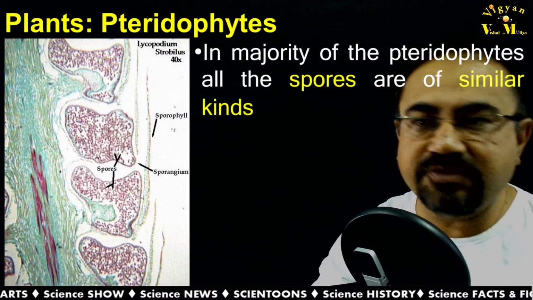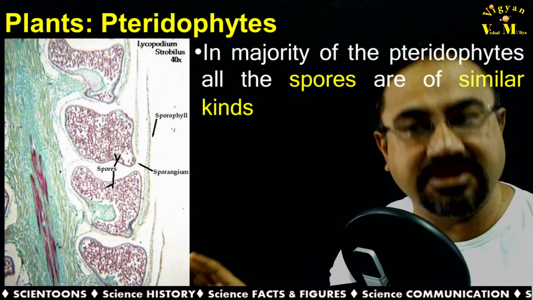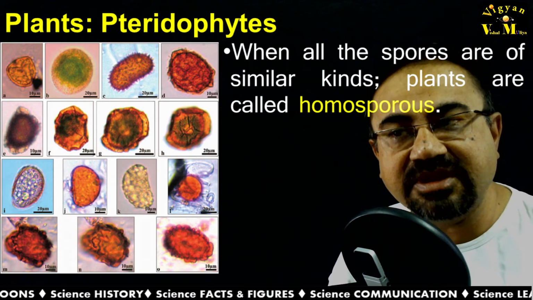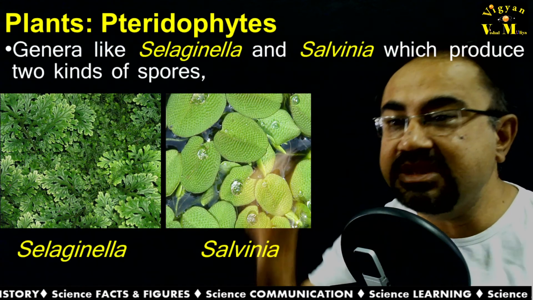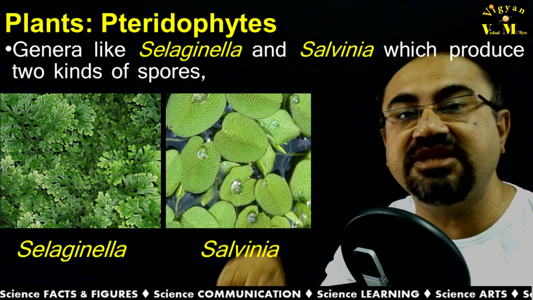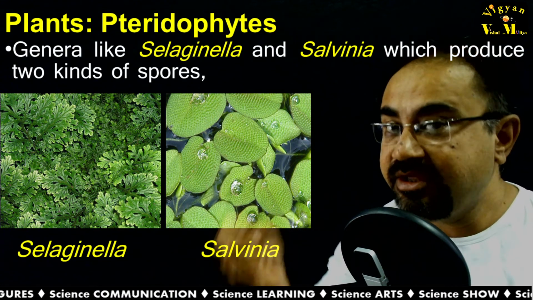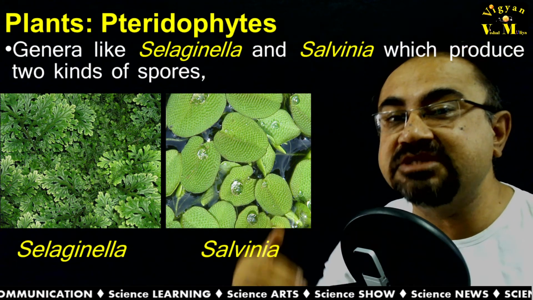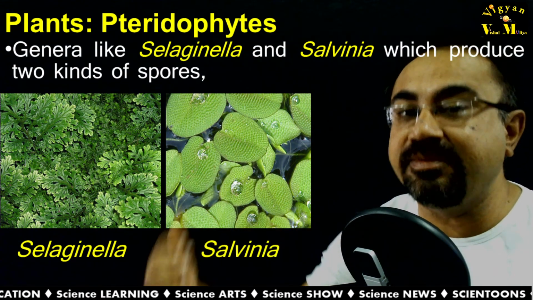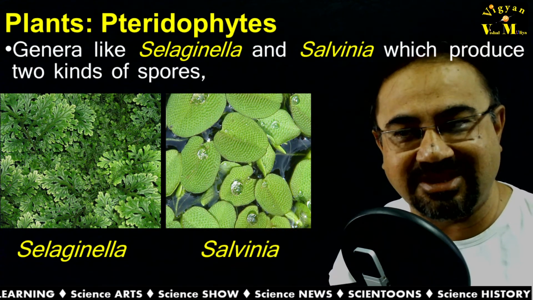The majority of pteridophytes have spores which are of a similar kind, and when they are of similar kind we call it a homosporous plant. But there are certain genera like Selaginella and Salvinia which produce two different kinds of spores. Here it is something new. Earlier we knew that two kinds of gametes, male and female, are there, but here you can see two kinds of spores are there.